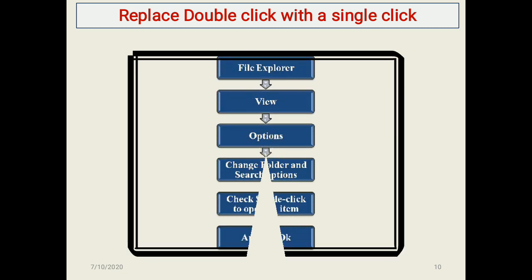Now there is another setting: replace double click with a single click. How to replace double click with a single click? First open File Explorer, then click on the view tab, then click on the options command. On the ribbon a drop down menu appears. Step 4, click on the change folder and search options. The folder options dialog box appears. Step 5, from the click items as follows section, check the single click to open an item. And lastly, step 6, click on apply, then the OK button.